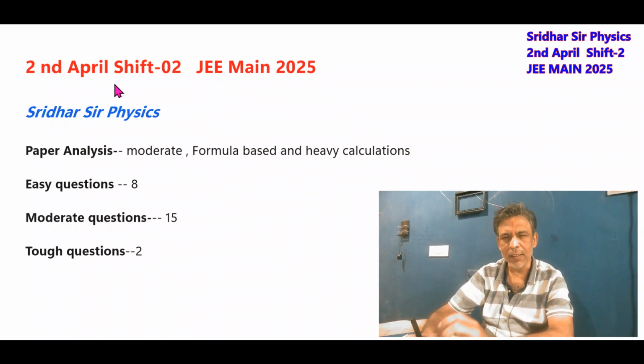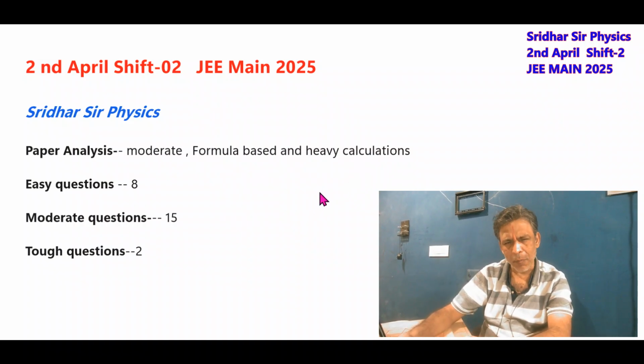Today we are going to discuss the 2nd April, evening shift, JEE Mains 2025 physics paper. The complete paper solutions will be available here. First, what about the level of the paper? The paper is moderate, formula based, and heavy on calculation. In most of the problems you have to apply the formula, then solve it, then you reach the answer.